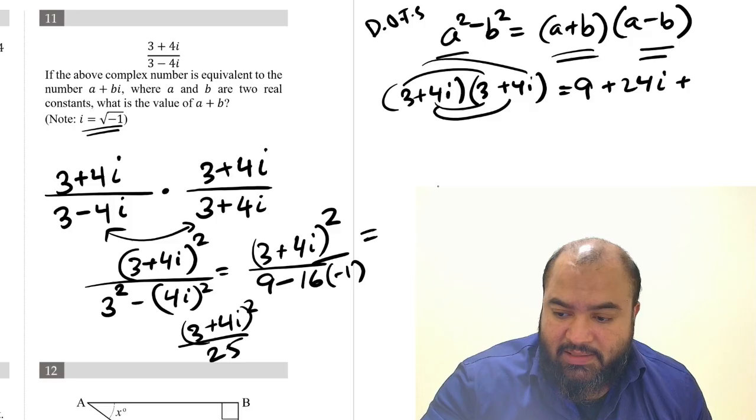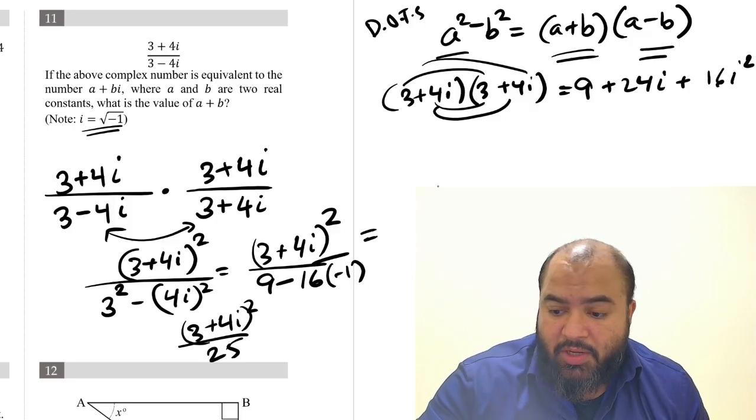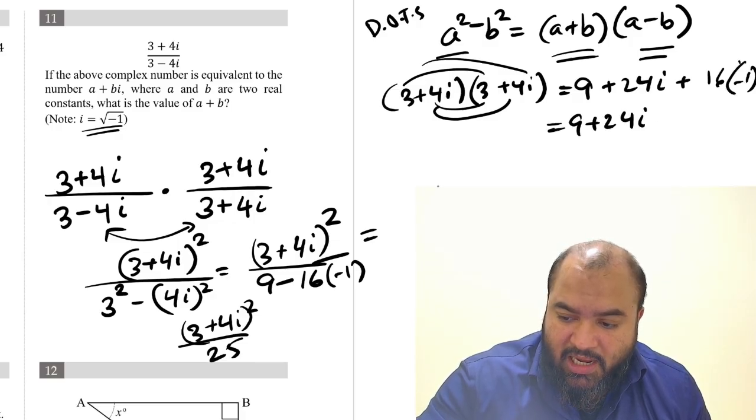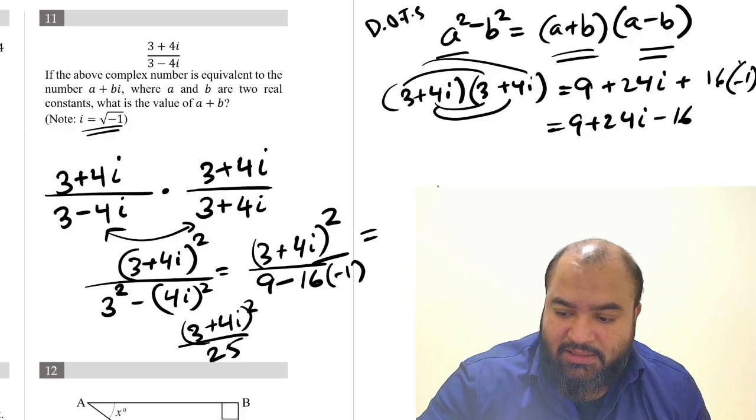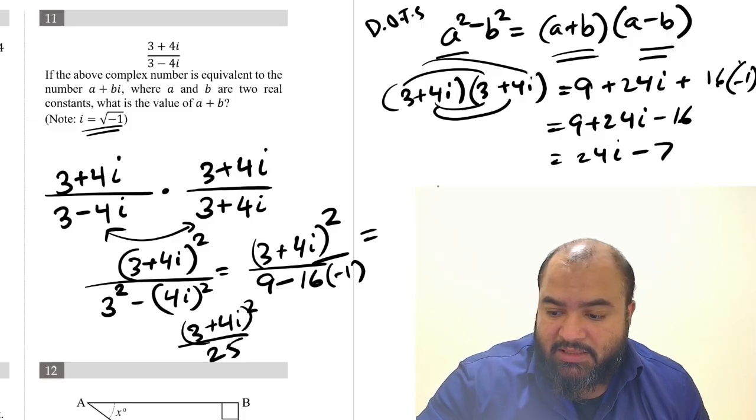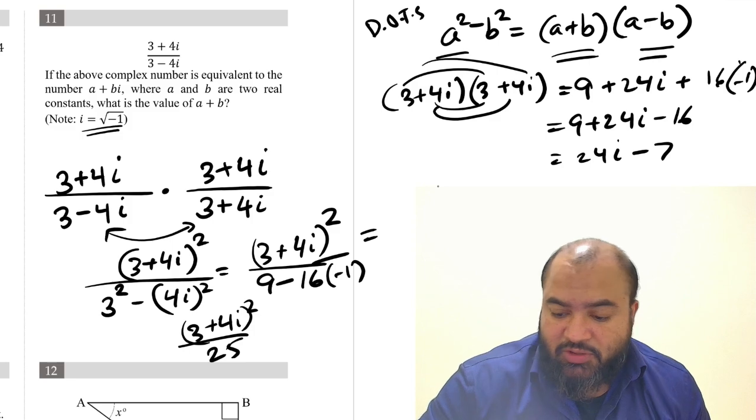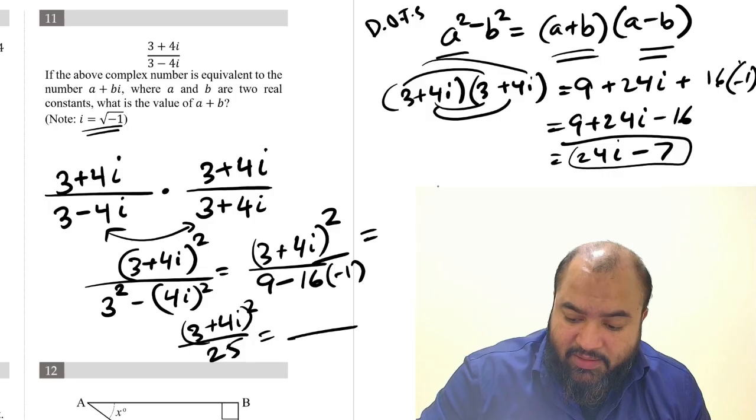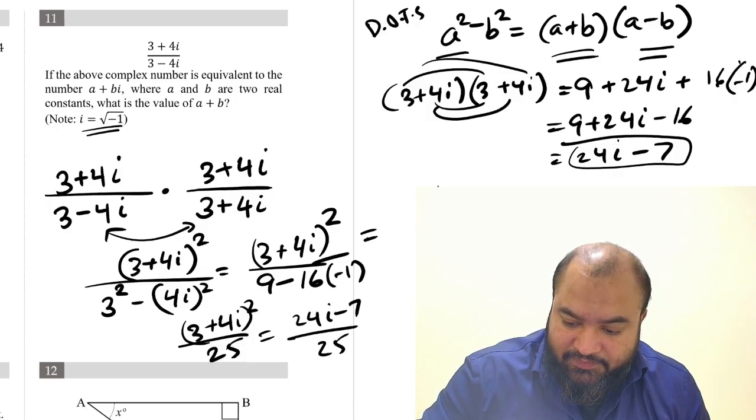24i plus 16i squared. Okay. So i squared means again negative 1. So it's 9 plus 24i minus 16. So 9 minus 16 is 24i minus 7. So it's 24i minus 7. That's the numerator. So I'm going to write it here. So 24i minus 7 over 25.